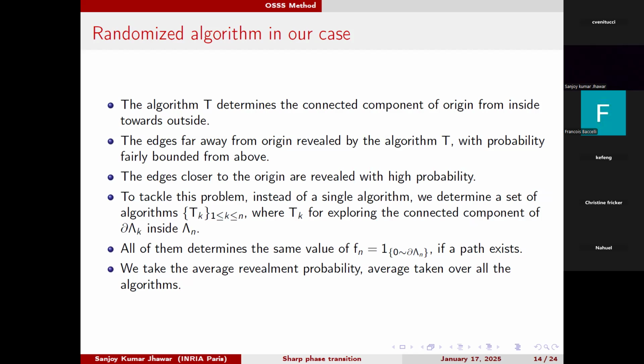So if there is a path from origin to the boundary, then that falls into the connected component of the boundary. Okay. I have not yet gotten into the actual algorithm that we want to elaborate, but for now, this sequence of algorithms gives you the revealment probability for each of the edges, right? And you can take the average of all the revealment probabilities. That takes care of the bias that you have in your original algorithm.